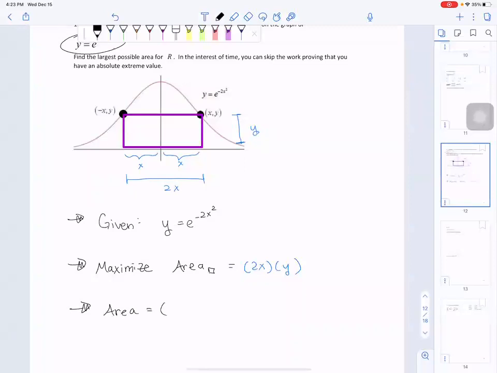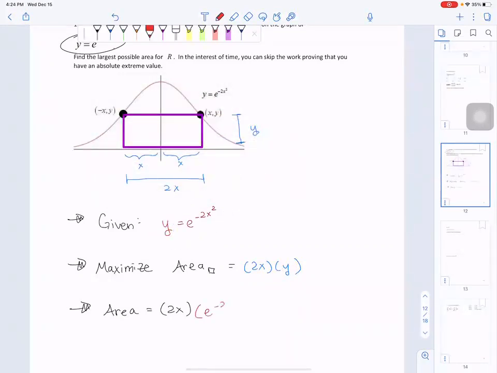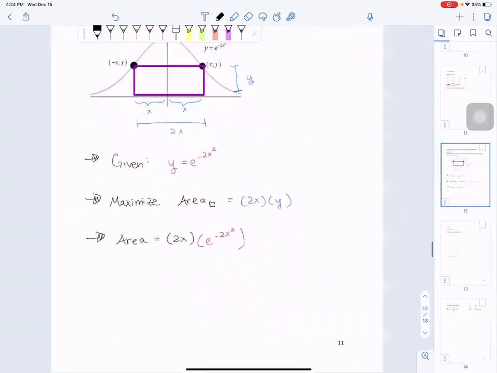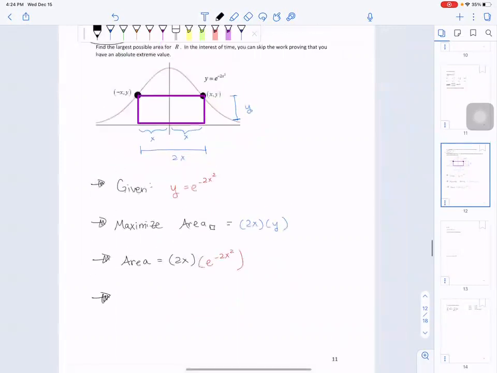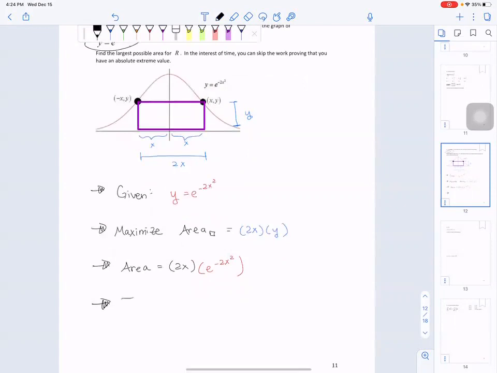Well, we can fix it by saying area is 2x times y. What was y? They gave it to us. y is this red thing, e to the negative 2x squared. So I'm plugging in y, and now our area is in terms of one variable. That's nice. That's what we wanted. Now the same algorithm for these optimization problems: write down your givens and what you're trying to maximize, make sure it's all in terms of one variable, then take the derivative and find critical points.